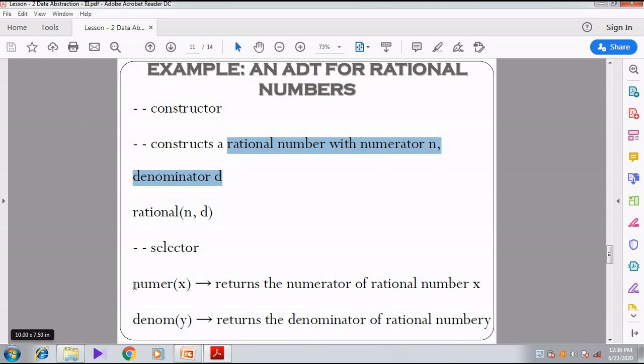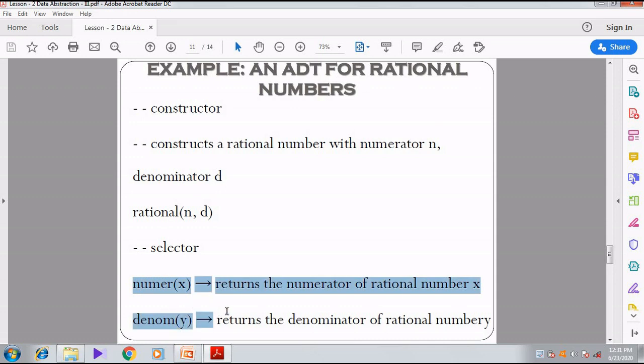Now after creating the constructor, we want to go with the selector. What is a selector? Here the selector is numer of x, that is numerator of x, which is used to return the numerator of the rational number x. And then what about denom? Denom of y stands for denominator of y. It is used to return the denominator of the rational number y.